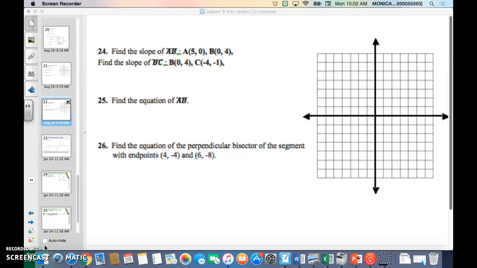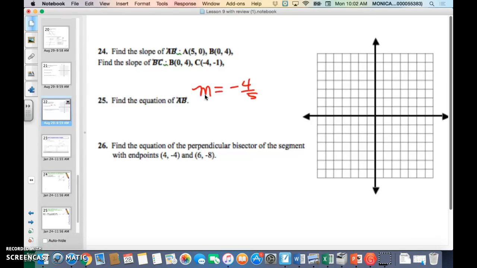All right, so for the last two problems, 25 and 26, it says find the equation of AB. Well, in the previous problem, we already found that the slope of AB was negative 4 over 5. All right, and then we have to use the point. So we can use either the point of A or the point of B. I'm going to use the point 5, 0, which is point A. And I'm going to call this x1, and this is y1.